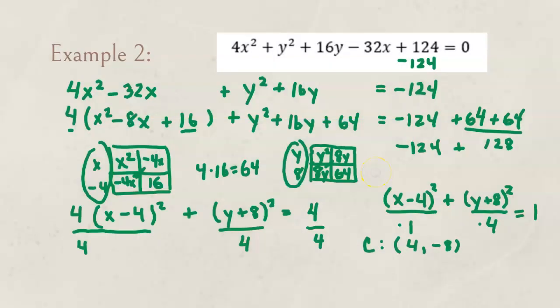And I'm going to stop there, partly because I'm out of battery and partly because it's the same process as the last one. This one is a skinny but tall ellipse.